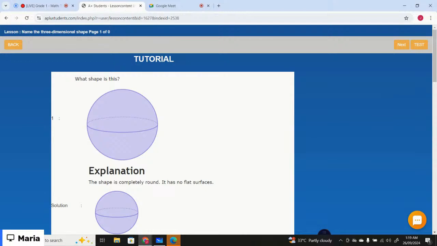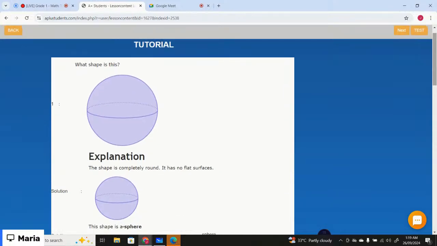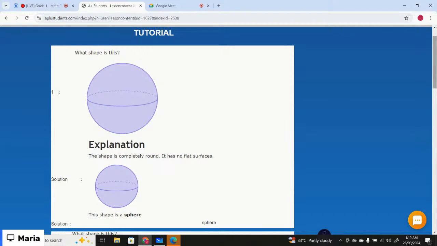So we are given the shapes, we have to see what shape is this, right? That's a completely round shape, right? It has no flat surfaces. So the shape is sphere. The correct option is sphere.